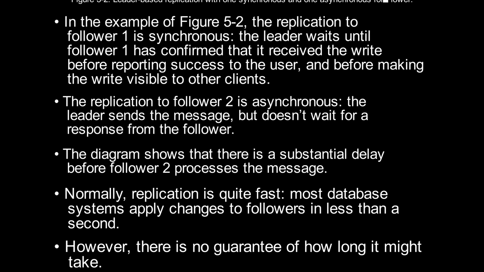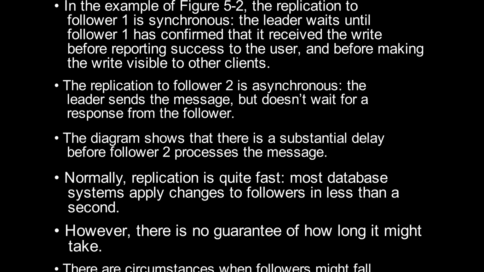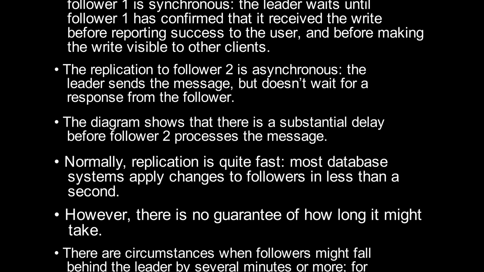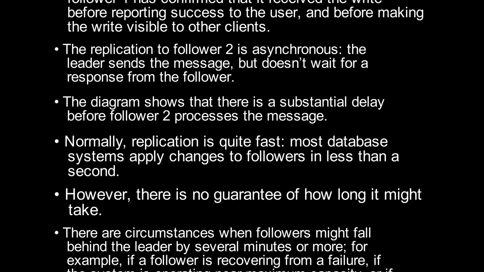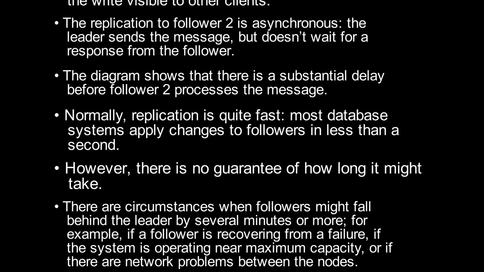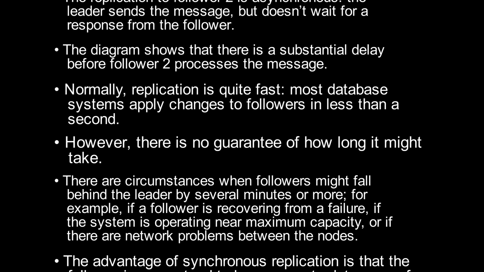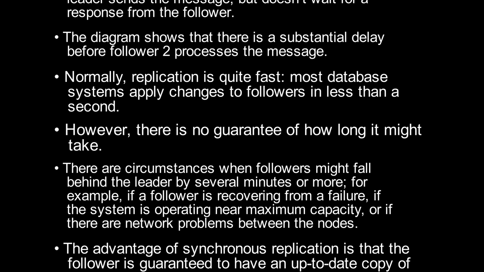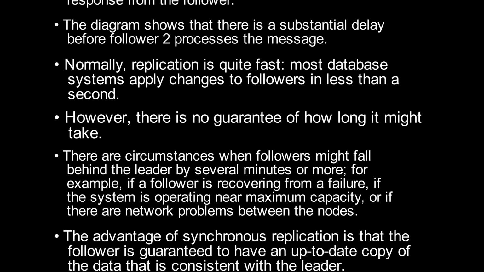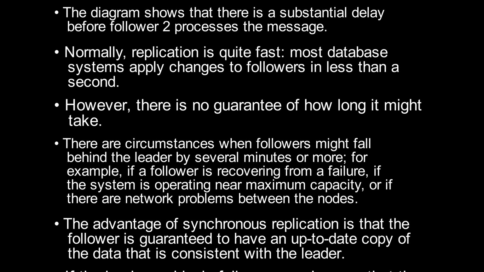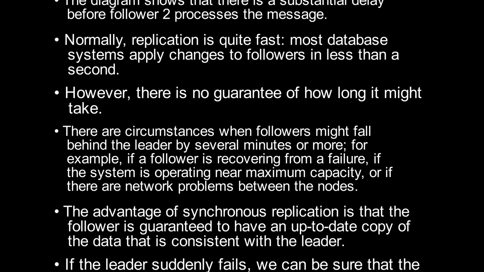Normally, replication is quite fast. Most database systems apply changes to followers in less than a second. However, there is no guarantee of how long it might take. There are circumstances when followers might fall behind the leader by several minutes or more. For example, if a follower is recovering from a failure, if the system is operating near maximum capacity, or if there are network problems between the nodes.